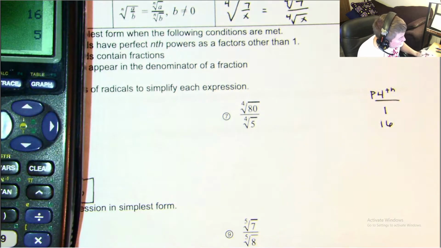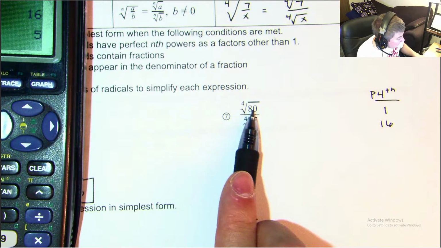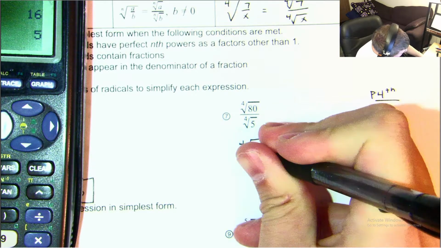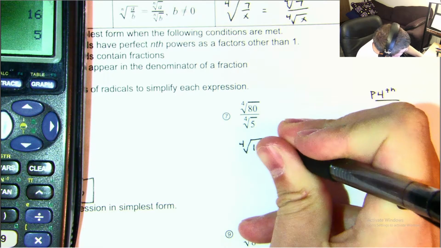So what we can do is take the fourth root of 80 and split it up. Now, we can say that this is the same as the fourth root of 16 times 5.